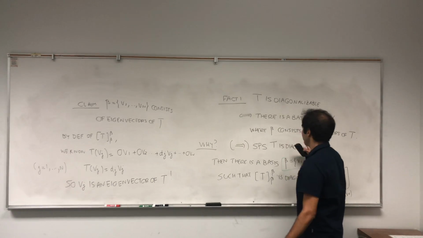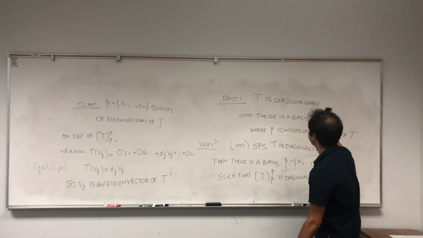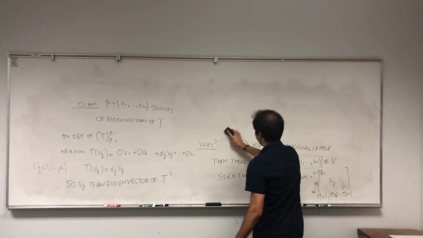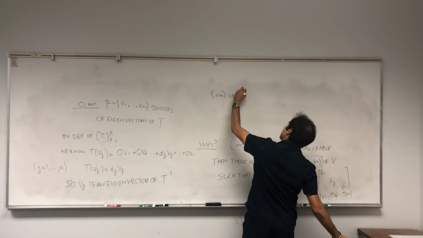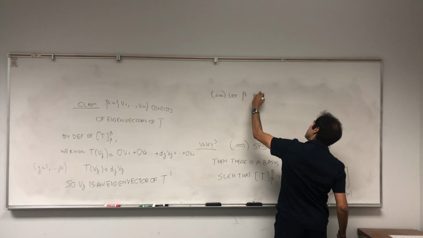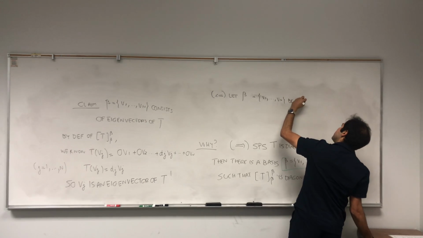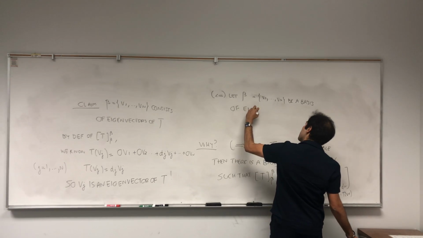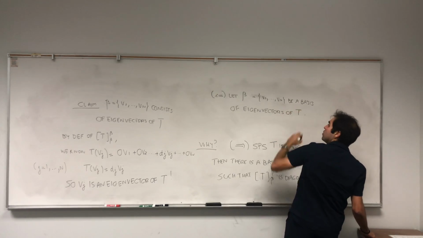Alright, what about the other direction? Suppose there's a basis of eigenvectors of T. Let's show T is diagonalizable. Well, it's literally just the converse of this. So in other words, let beta, v1 up to vn, be a basis of eigenvectors of T. What does that mean?